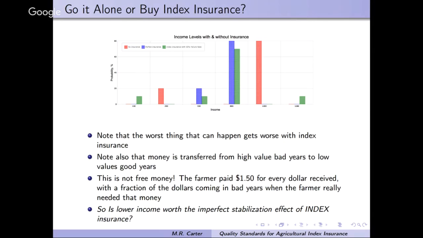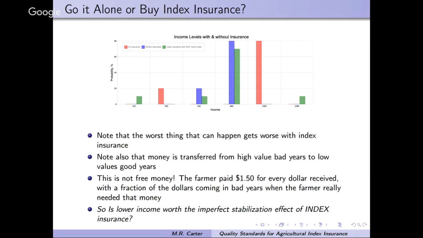As a friend of mine once put it, the weakness of index insurance is that the worst thing that can happen to the farmer gets worse. So we notice with that green bar away on the left, there's a small probability that the farmer will be stuck having purchased the insurance and hence paid the premium, having had a bad year, but then not being compensated. That's exactly what happened in Tanzania, in Rwanda, in Ethiopia, in a project in Kenya, et cetera. So the worst thing that has happened has become worse.